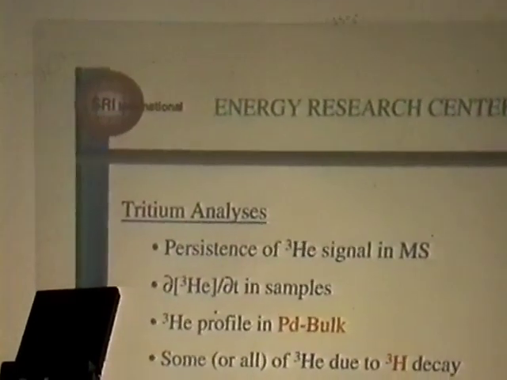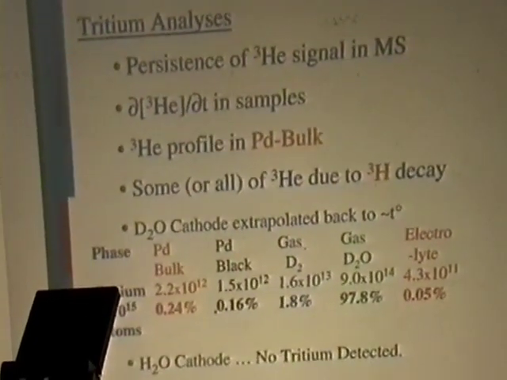It's not the end of the story, however. If you look at that a little bit more closely, you find several things. First of all, the persistence of helium-3 signature in the mass spectrometer suggested that the helium-3 that was there was not produced as helium-3, it came in as tritium. Helium-3 is not very sticky in the mass spectrometer, it will pump out relatively easily.